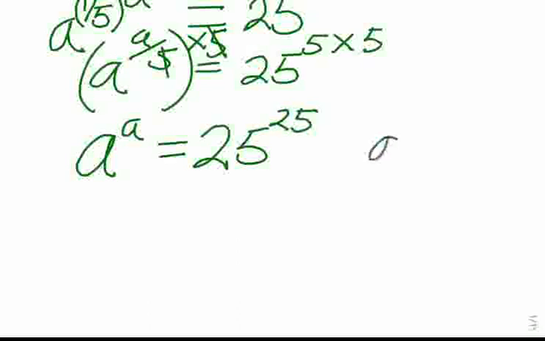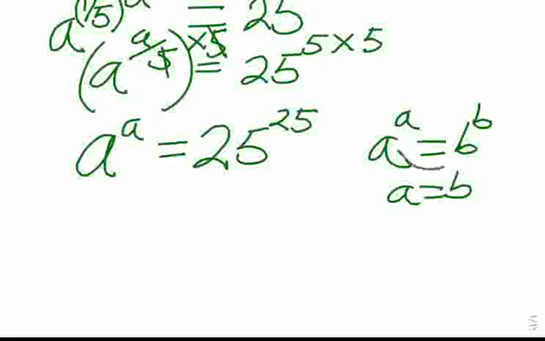Now can you remember this rule? If a raised to power a is equal to b raised to power b, the base and the power are the same. From here it implies that a will be equal to b. So by comparison we can see that a is equal to what? 25. a is equal to 25.